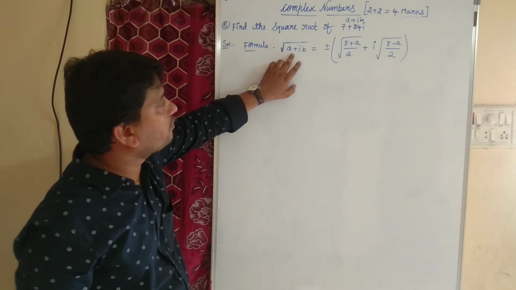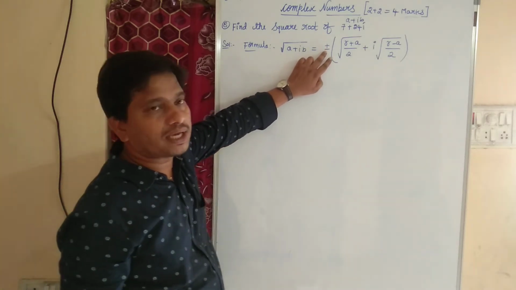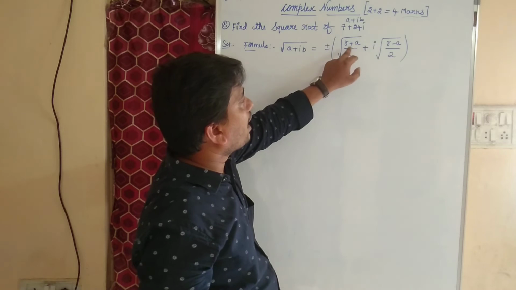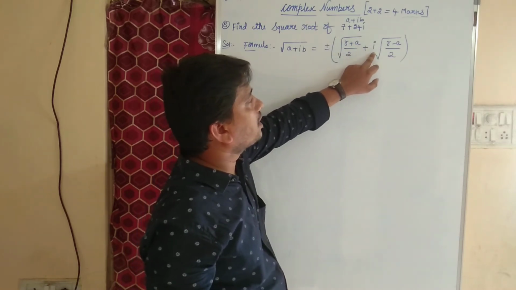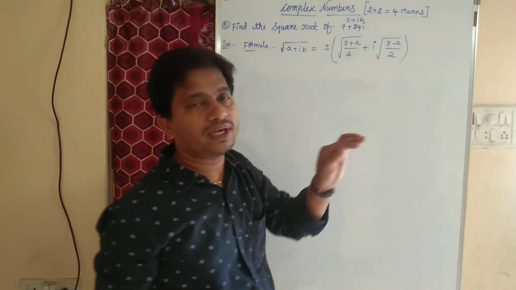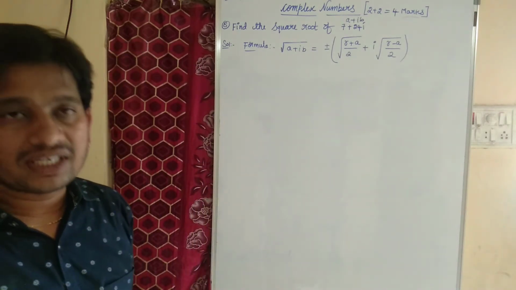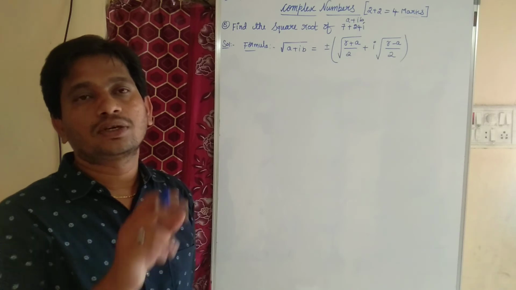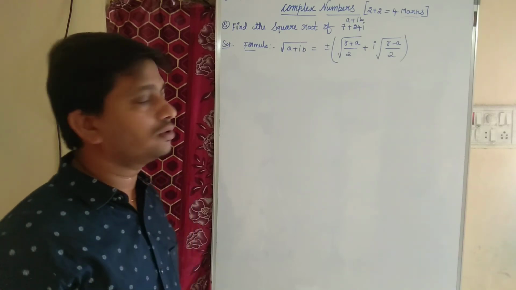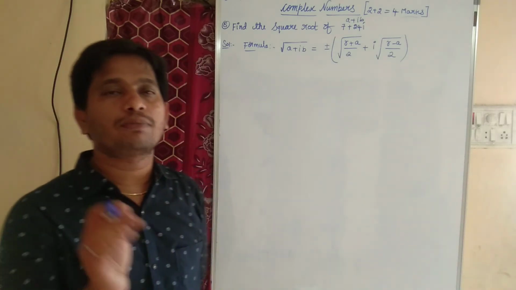The square root of a plus ib equal to plus or minus root over r plus a by 2 plus i into root over r minus a by 2. Children, you have to remember this formula. What is the square root of a plus ib? Plus or minus root over r plus a by 2 plus i into root over r minus a by 2.